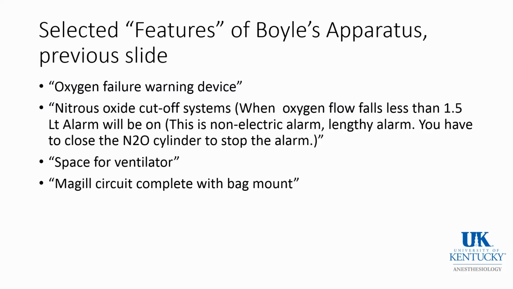So the features of this Boyles apparatus include an oxygen failure warning device and a nitrous oxide cutoff system. Specifically, when oxygen flow falls below 1.5 liters per minute, the alarm will be on, and it indicates that you have to close the nitrous oxide cylinder to stop the alarm. There is space for a ventilator. There is a McGill circuit complete with bag mount, and of course you all know what a McGill circuit is.